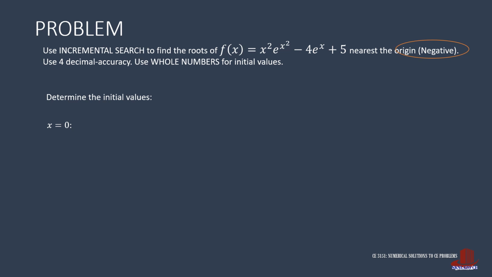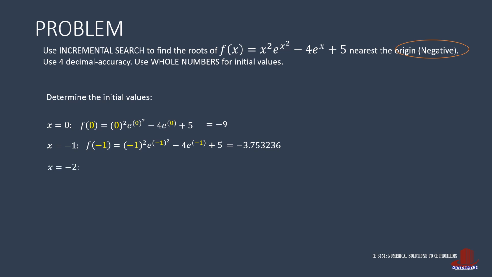Start with x of 0, making 0 squared e raised to 0 squared, minus 4e raised to 0, plus 5, which gives negative 9. Now let's try x of negative 1, which makes the function the square of negative 1 times e raised to negative 1 squared, minus 4e raised to negative 1, plus 5, giving negative 3.753236. This is still negative, so try another.